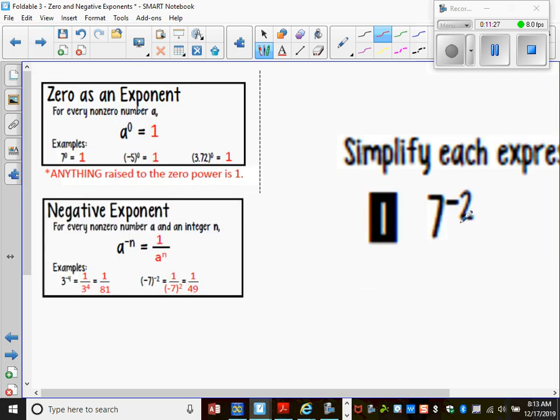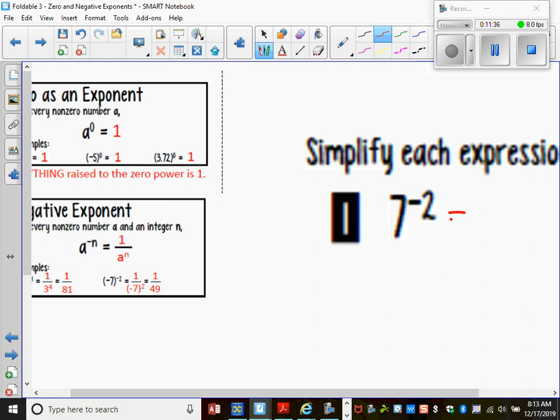So here's our first example. We have 7 to the negative second. Remember, we are in that negative, so we're going to take the reciprocal and make it positive. And again, the only thing that becomes positive is the exponent, right? So we can say 7 times 7 then is 49.